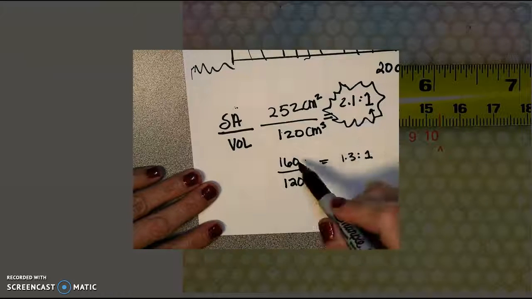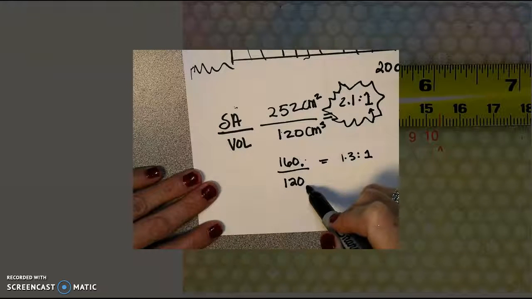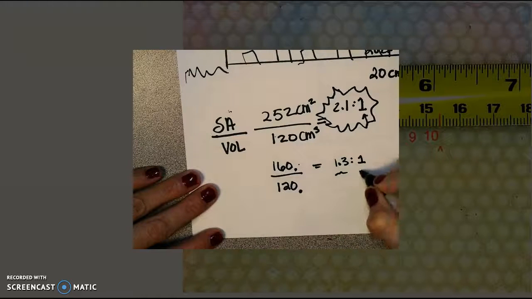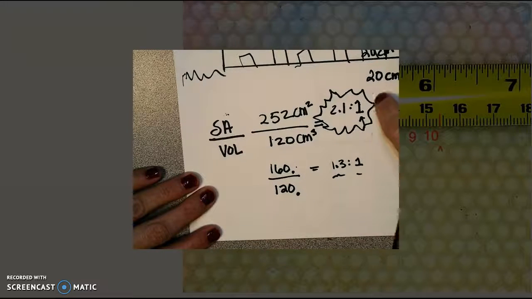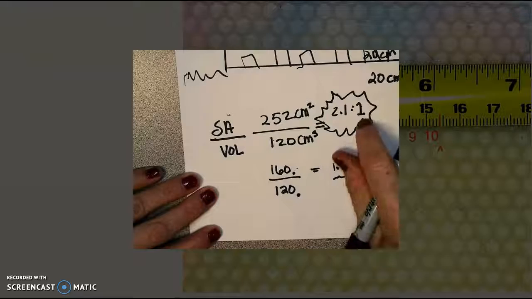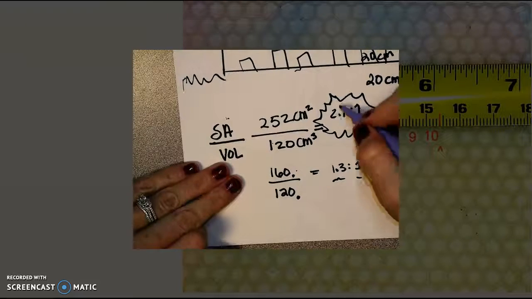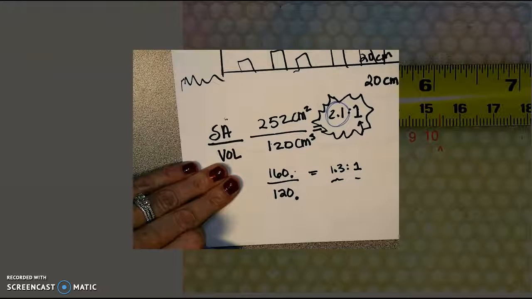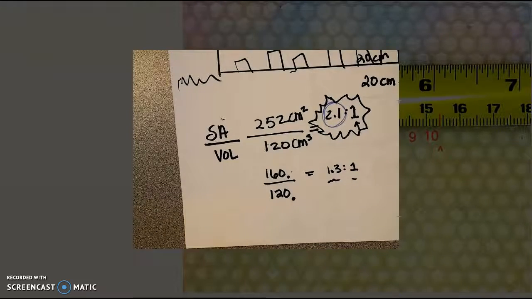For the cubic building, our surface area was 160 square centimeters, and our volume was 120 cubic centimeters, so our surface area to volume ratio is 1.3 to 1. According to cell theory, the greater the surface area to volume ratio, the more efficient that cell is. So this number, the front one, needs to be as big as possible when we're looking at a cell. That makes a better cell. Large surface area to volume means that stuff can more efficiently get in and out of the cell.